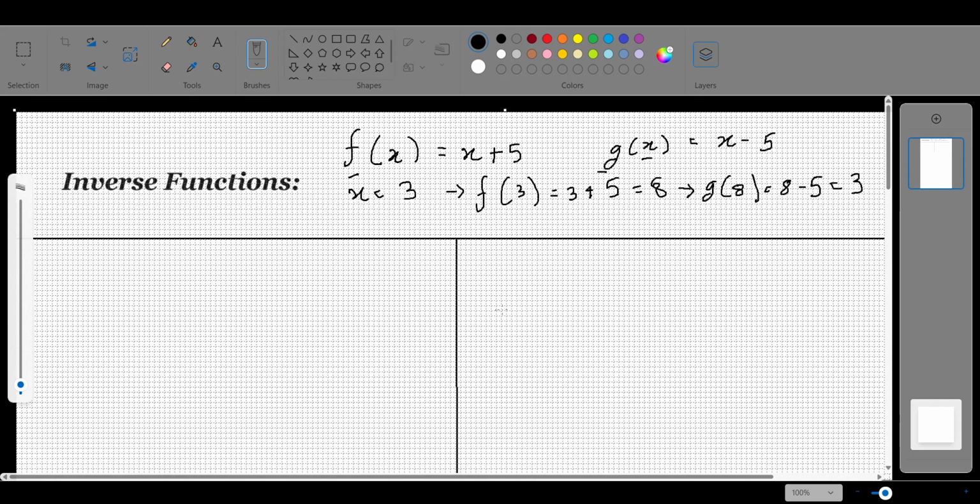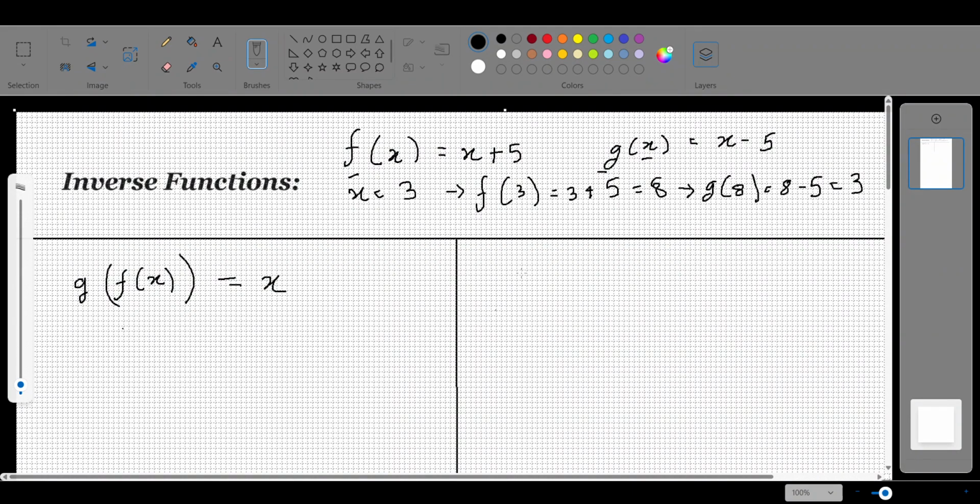So if you notice over here, we started off with 3. We passed it through f. We then passed the result to g, and we got back 3. So we could say that f and g are inverse functions because what one does, the other undoes. To represent it even better mathematically, we first used f of x, and we're passing f of x into g as the variable. And this gives us back x.